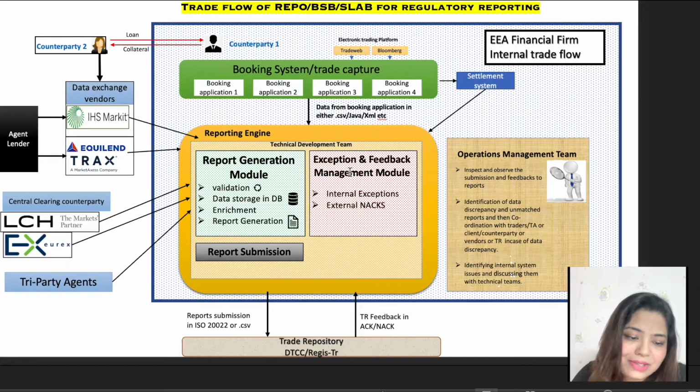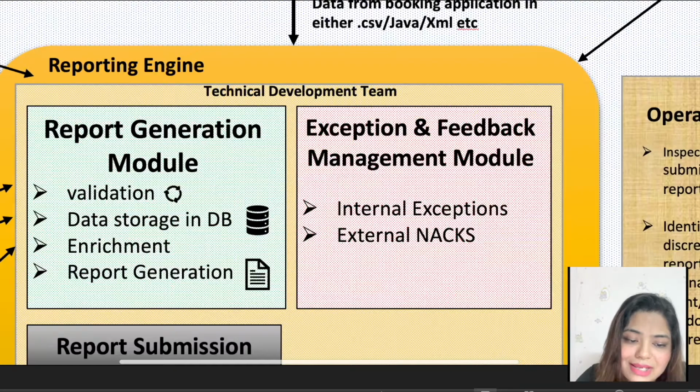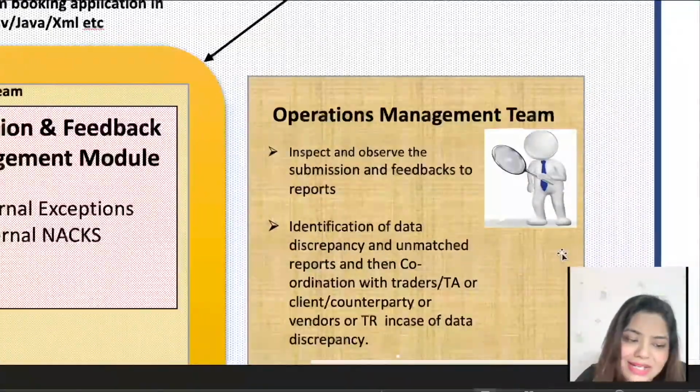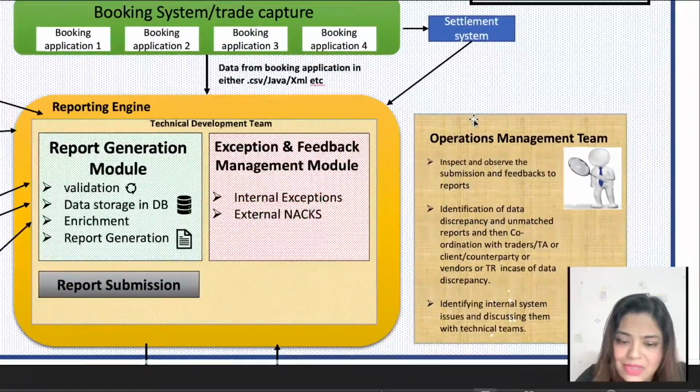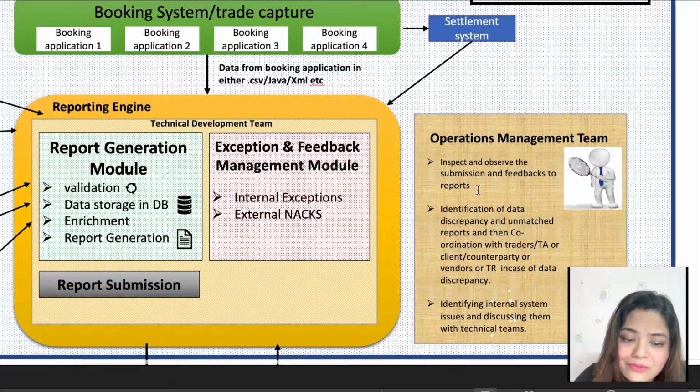This module stores all the feedback received from the TR. In case of any issues in a report, this module helps the firm understand where it is going wrong so that it can be corrected. That is why operations teams come into the picture, which handle all these issues in reports and help re-report these trades either by correcting them or by resubmitting them. So the operations team works in parallel with the technical reporting team.